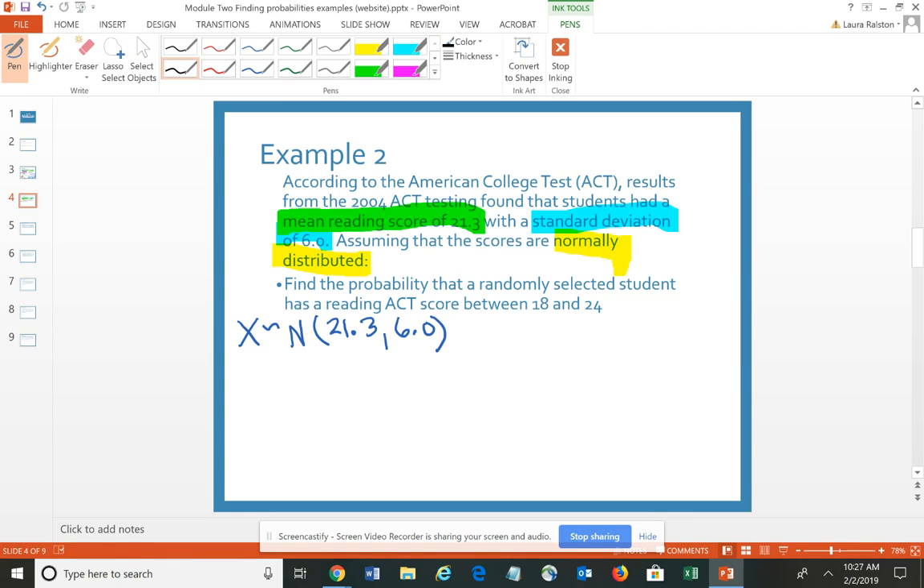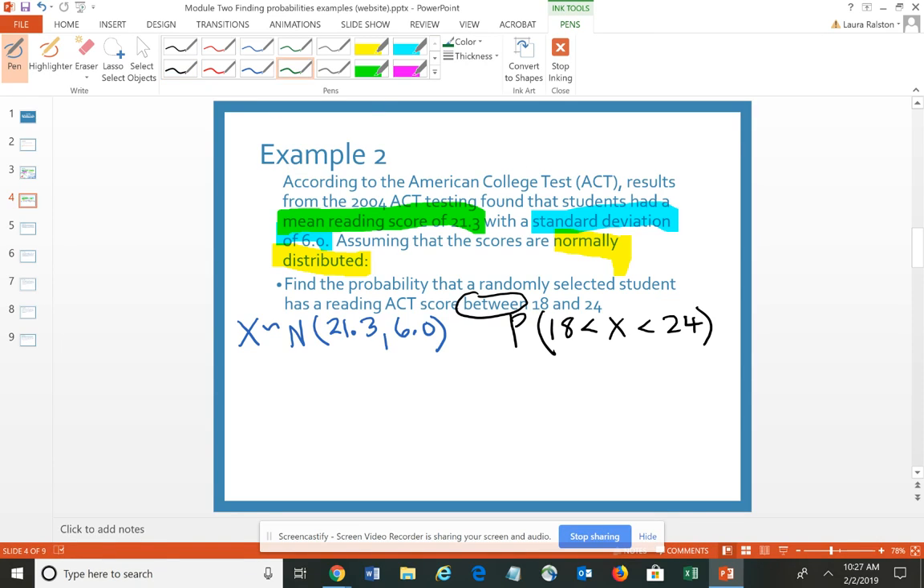Expressing the problem in symbols, I would have the probability that 18 is less than X is less than 24. That's how you express between, and that word between is going to be important in just a minute when we go out to the website.